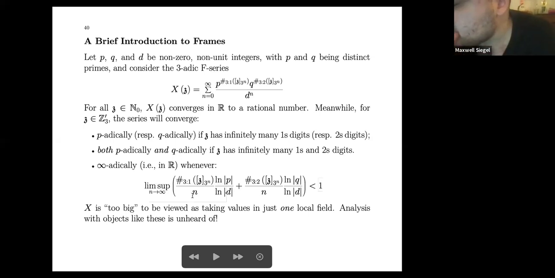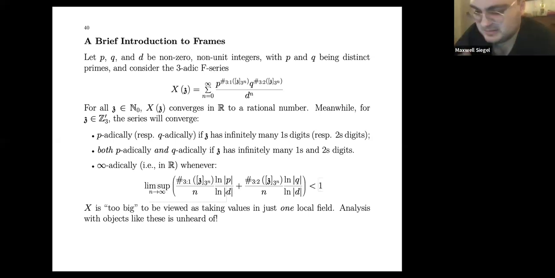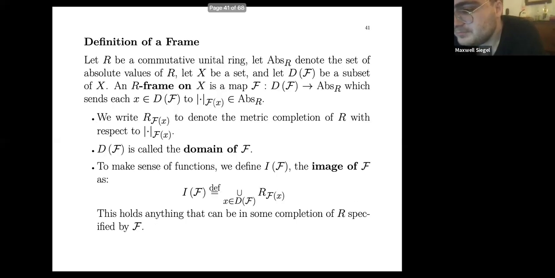In this way, we have an example of an object that's too big to be viewed as taking values in just one local field. While having multiple different fields is perfectly common in algebraic geometry, doing hard analysis in a situation like this is, as far as I know, totally unheard of, at least until now. So to define a frame, intuitively, a frame is just a device for recording unusual recipes for interpreting sequences of functions as convergent. So for us, the following definition will suffice.